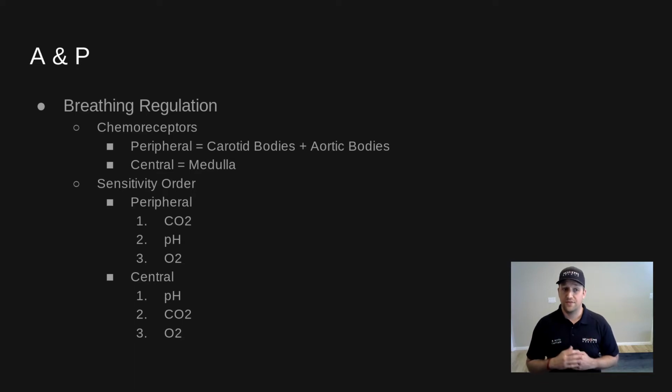There is a sensitivity order, meaning the higher on the list, a smaller change makes a big difference in breathing. Lower on the list, a larger change is required to make a change in breathing. So peripheral, it's first sensitive to CO2, then pH, and then O2. Centrally, it's most sensitive to pH, then CO2, and then O2.